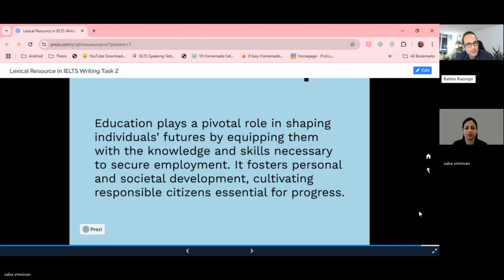Okay, so what are some of the synonyms used here instead of education? And not just education, a word like pivotal, you see how it is used, and personal and societal development is also used instead of education, which is used only once here. Instead, we can see lots of other words which are not exactly the synonym of education, but they convey the meaning in the context.